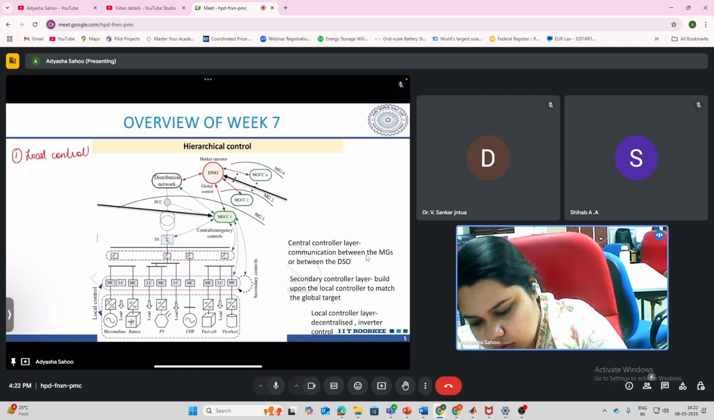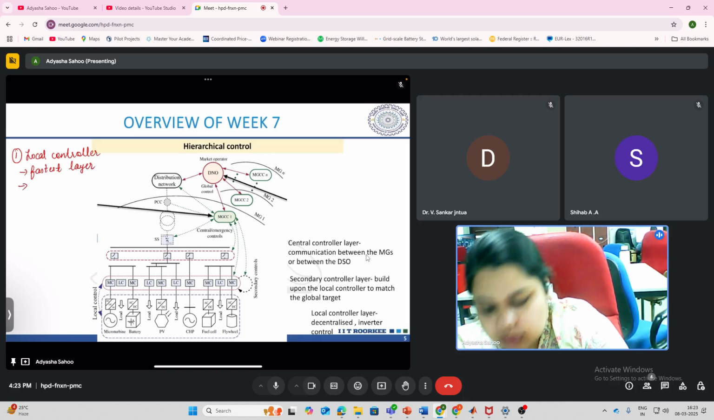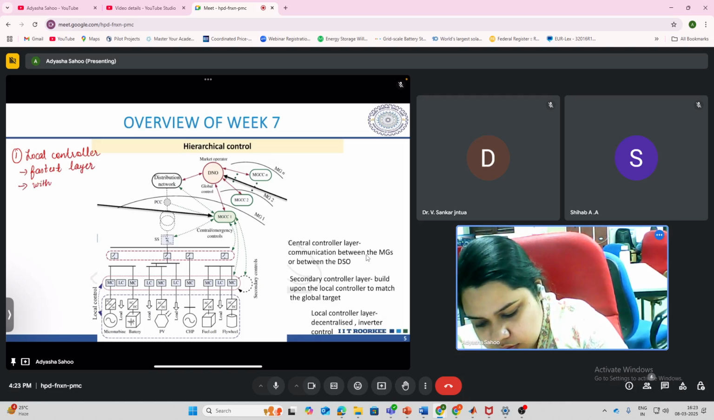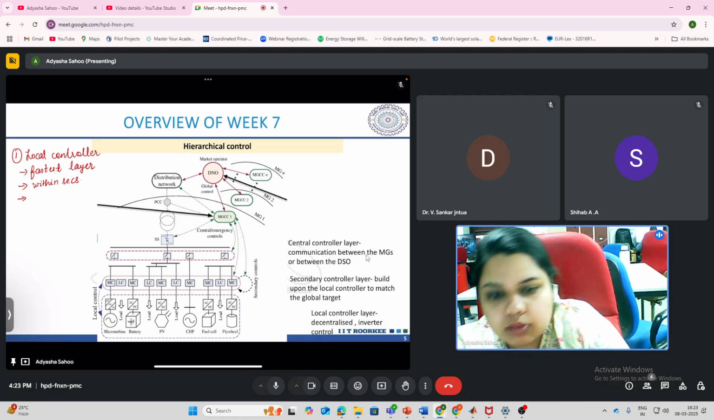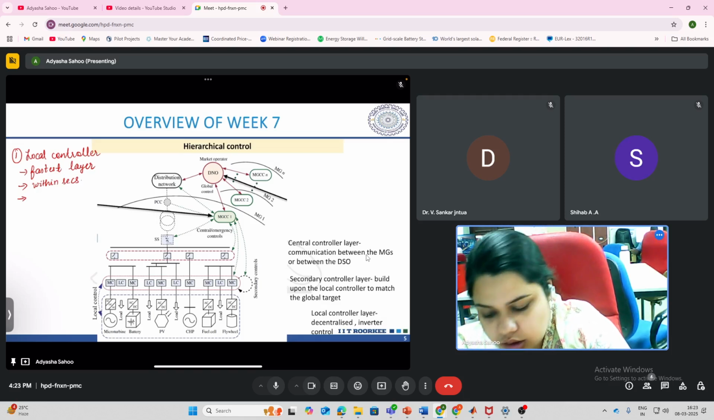The local control is a local controller. It is the fastest layer, and the operating time is within seconds. The highlight of this control layer is that in the local control layer, you do not have any communication between the devices.